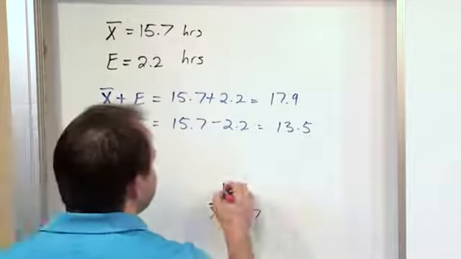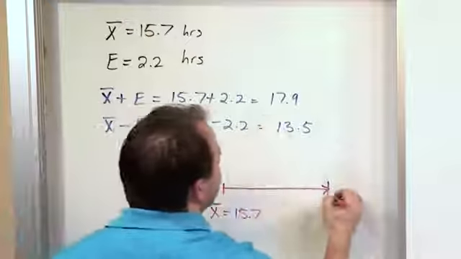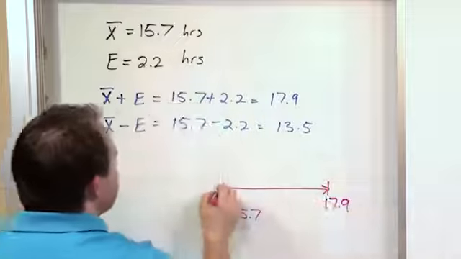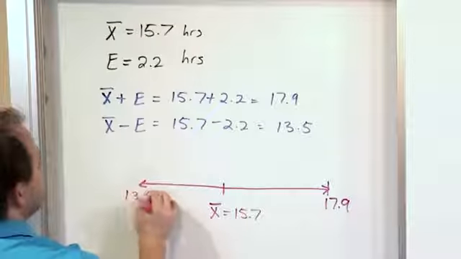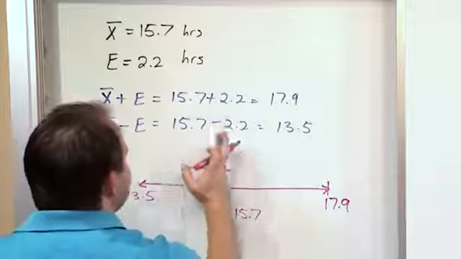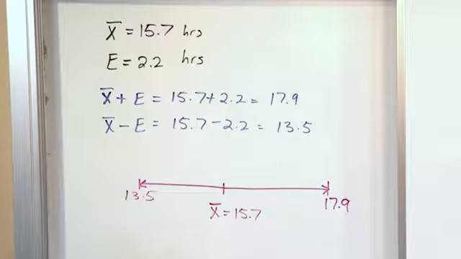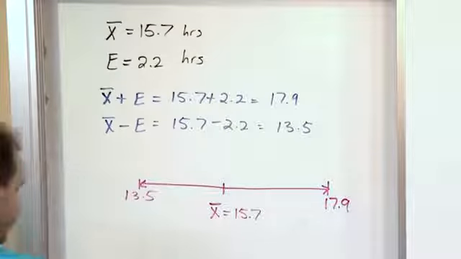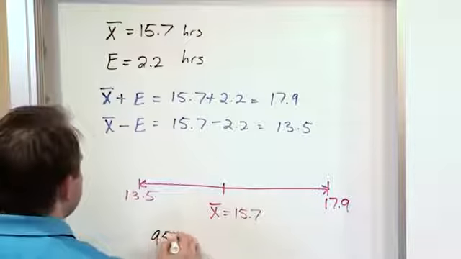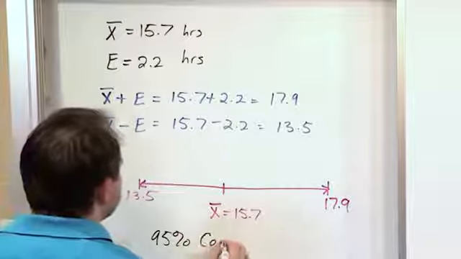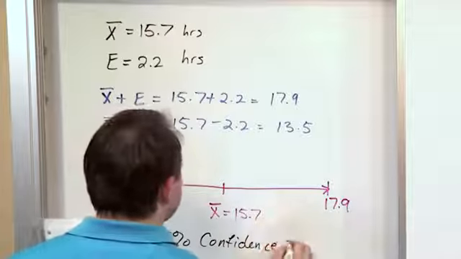And so this confidence interval is going to extend up from the point estimate to 17.9. And it's also going to extend below that to 13.5. So do you see how the point estimate lies in the center of this thing that we're calling the confidence interval? So the way you would write it down is you would say the 95% confidence interval.